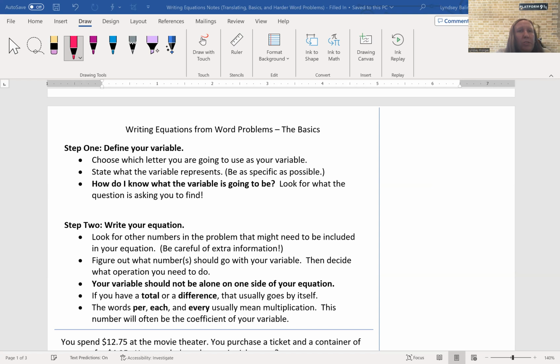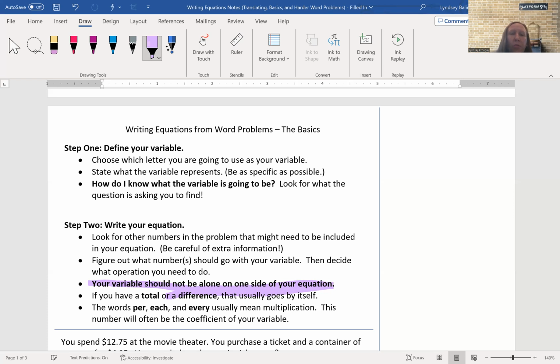Now, this one is super duper important because this is what I see a lot of. Your variable is never going to be alone on one side of the equation. If that's the case, you're solving the question essentially. You're not setting up an equation to represent the scenario. So it should never say X equals and blah, blah, blah with a bunch of numbers. That X has to be incorporated in on one of the sides of the equation.